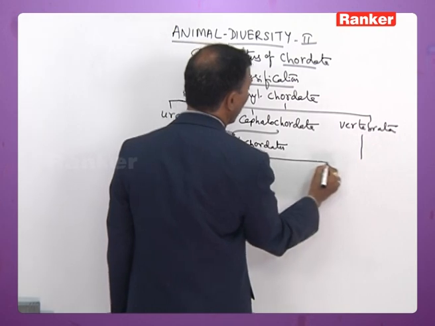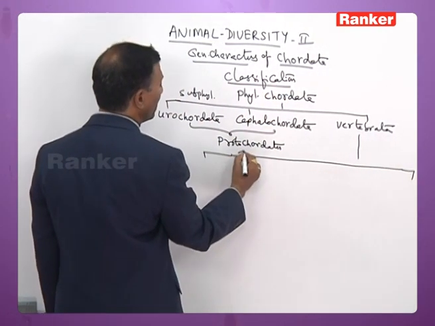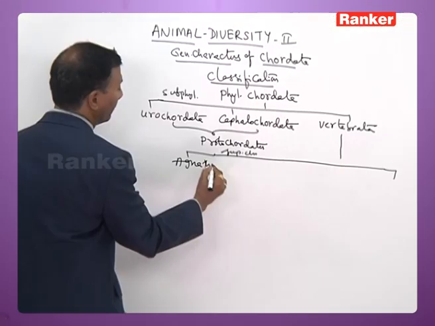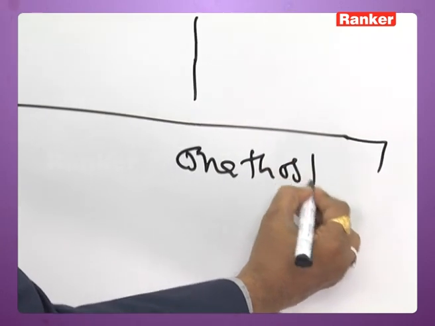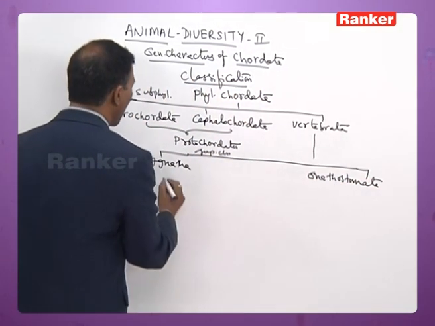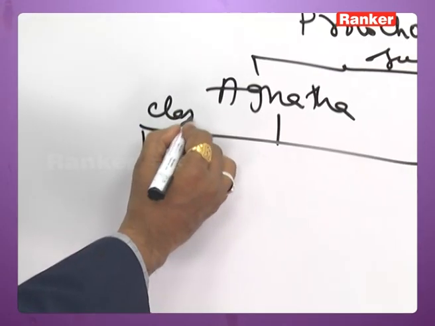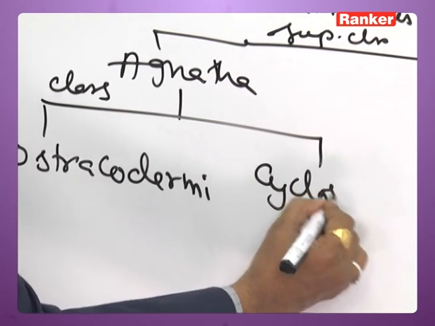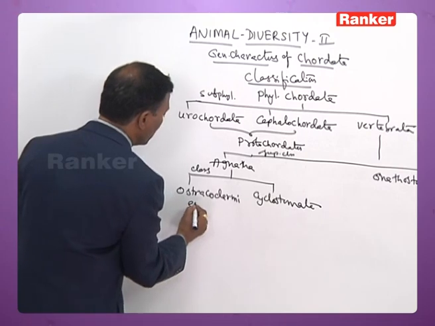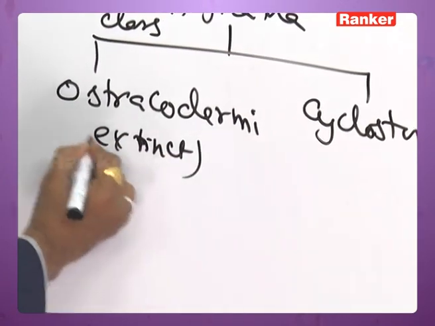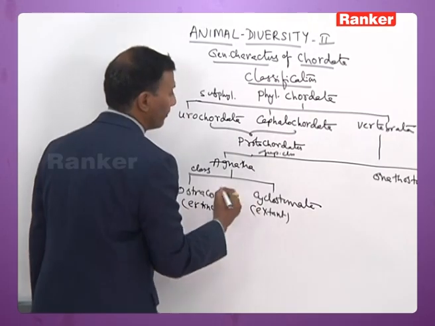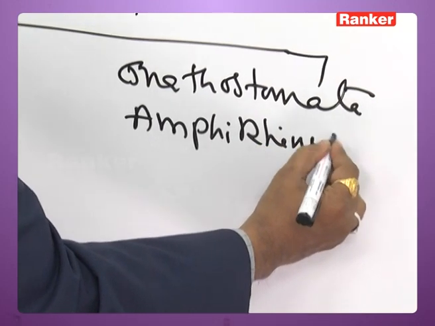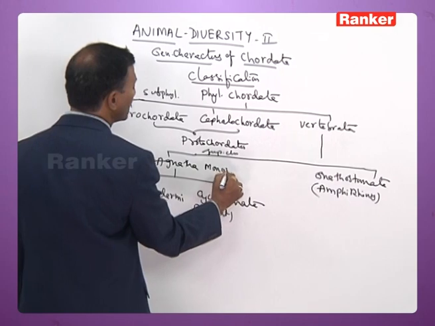Now Vertebrata is divided into superclasses: superclass Agnatha and superclass Gnathostomata. Superclass Agnatha is divided into classes: class Ostracodermi, class Cyclostomata. Ostracoderms are extinct and these are extant. Gnathostomata is also called Amphirini, and Agnathans are monorhinians.